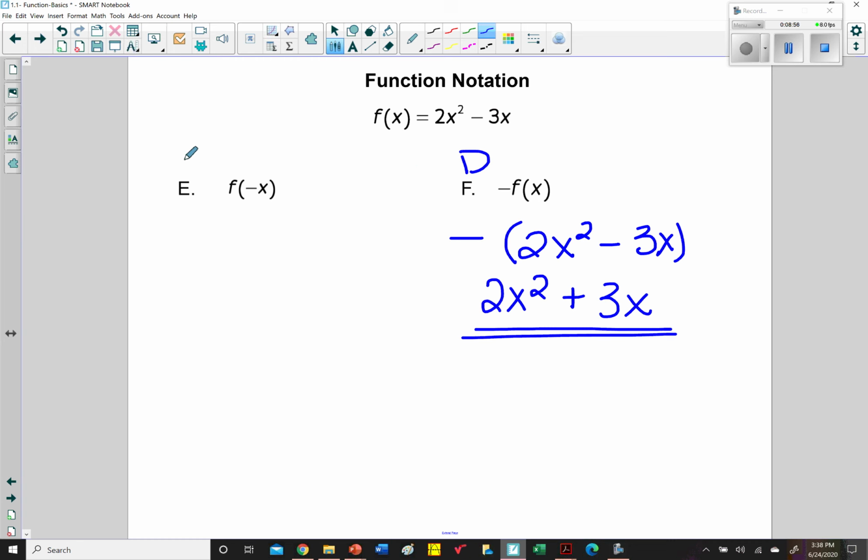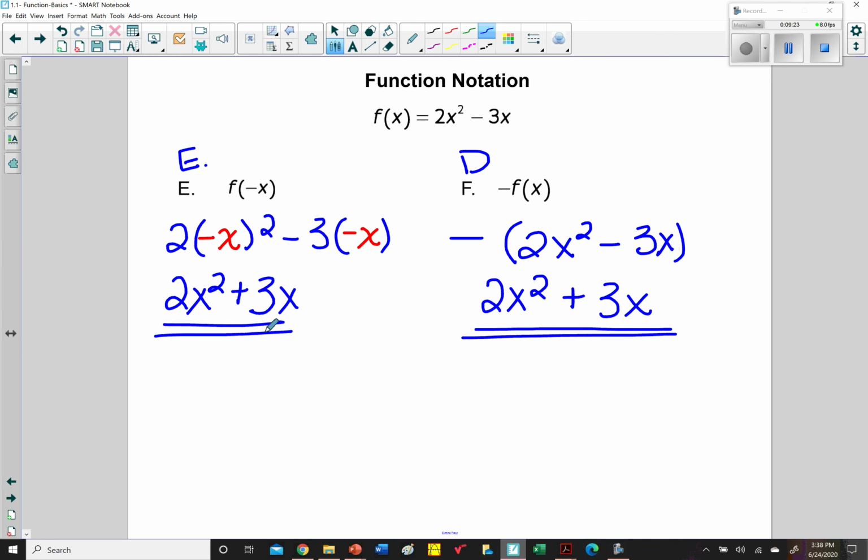Then your letter E is the f of negative x, or I would rather say the f of the opposite of x. So in place of our variable x, in each case, we're going to substitute the opposite of x, or negative x. And if you square a negative number, you'll end up with a positive. And then in this case, a negative times a negative is a positive. So we get 2x squared plus 3x.